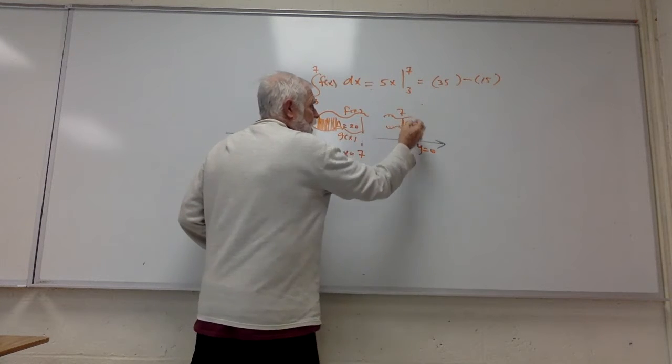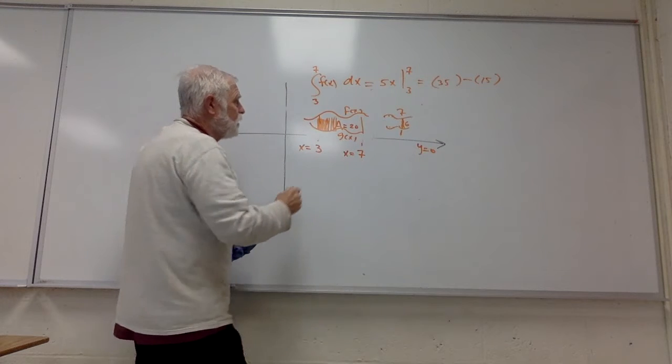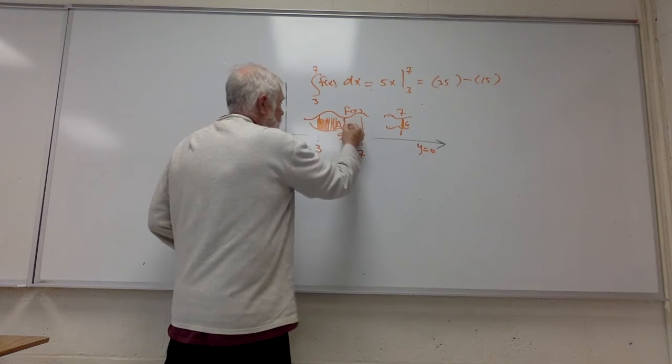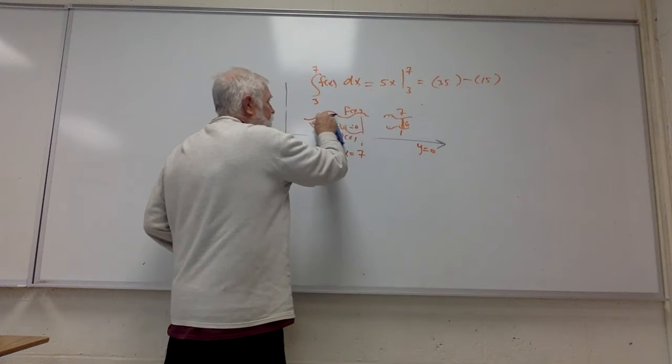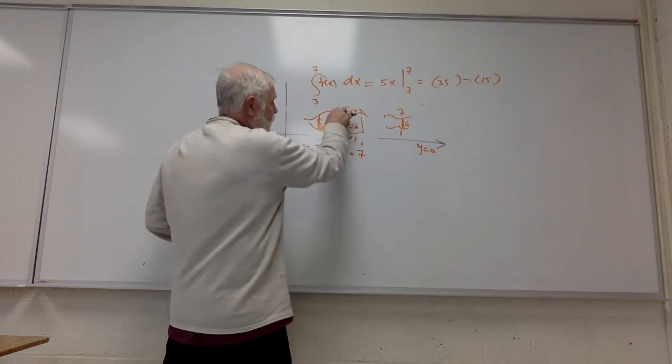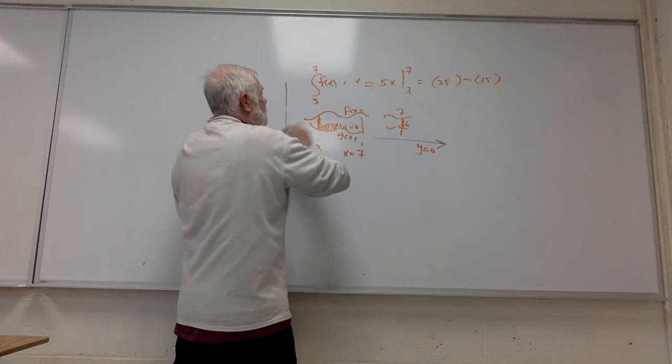Well, I think we would assign 6 to that altitude. The others would have different assignments for their altitude. But what would we have? F of x minus g of x.